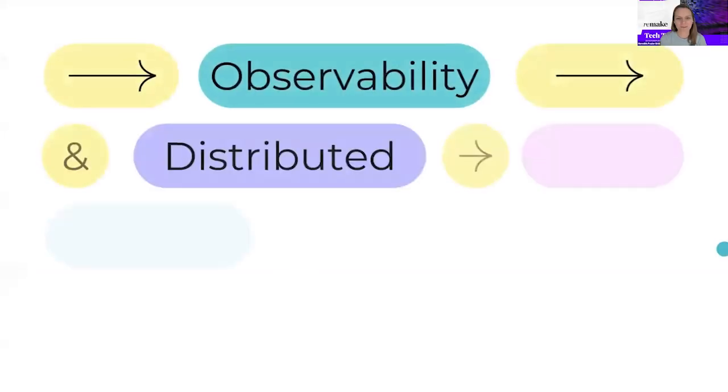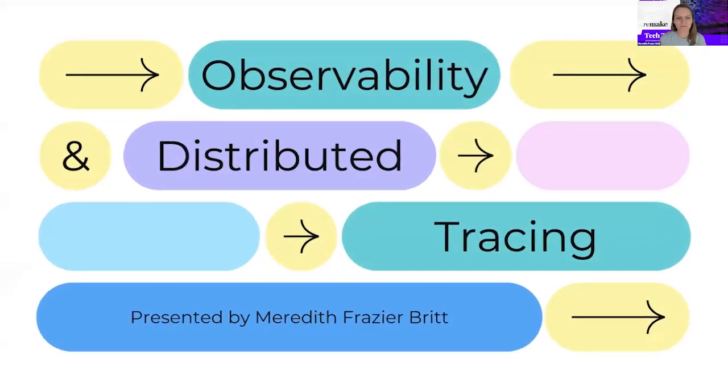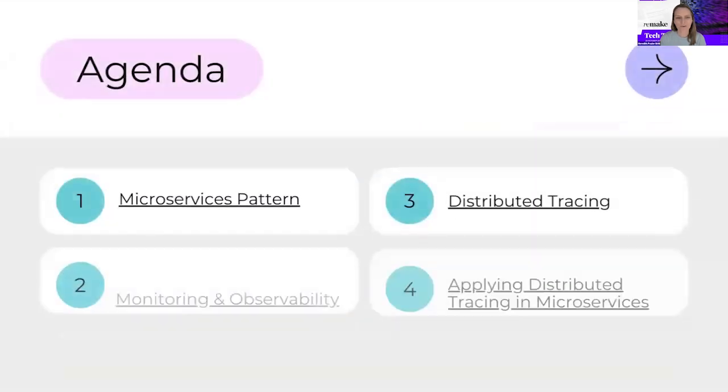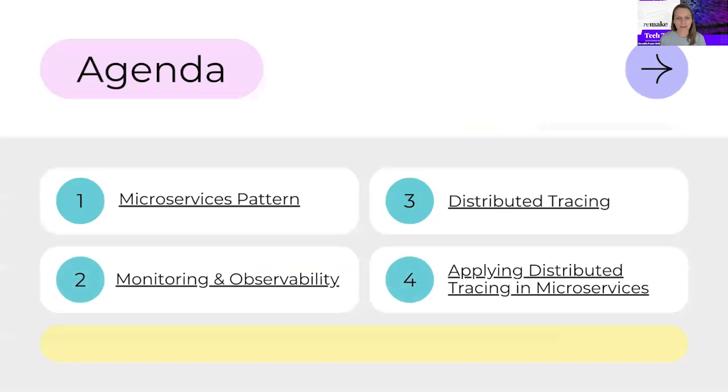My name is Meredith Britt, and tonight I'll be talking with you about observability and microservices and event-driven architectures and how to achieve better visibility into your system through distributed tracing. To inform our deep dive into this topic, we'll begin with an overview of the microservices pattern and how its loose coupling and reliance on communication allow for more independence between services.